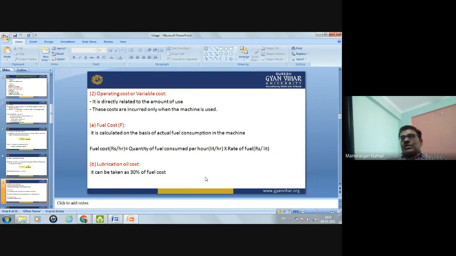Okay. So this operating cost or variable cost is directly related to the amount of use: how much petrol you are using, how much diesel you are using, how much electricity you are using. Depending upon that, the operating cost or variable cost will be calculated. These costs are incurred only when the machine is used. So when the machine is in running condition, then this cost will occur.